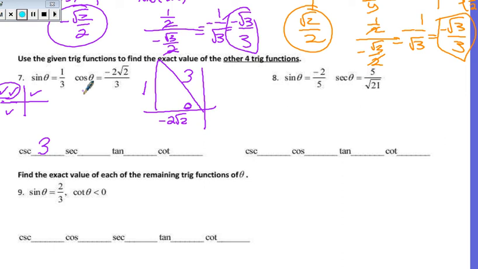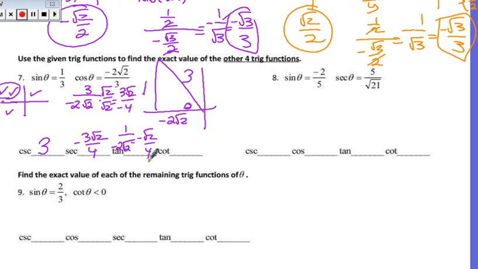So that's going to take a little bit of work here. It's going to be 3 over negative 2 root 2, rationalizing. We're going to get 3 root 2, root 2 times root 2, so it's going to get you 2 over 4. So this guy is going to be negative 3 root 2 over 4. Tangent is y over x, so that's going to be 1 over negative 2 root 2. And that guy will rationalize to negative root 2 over 4.